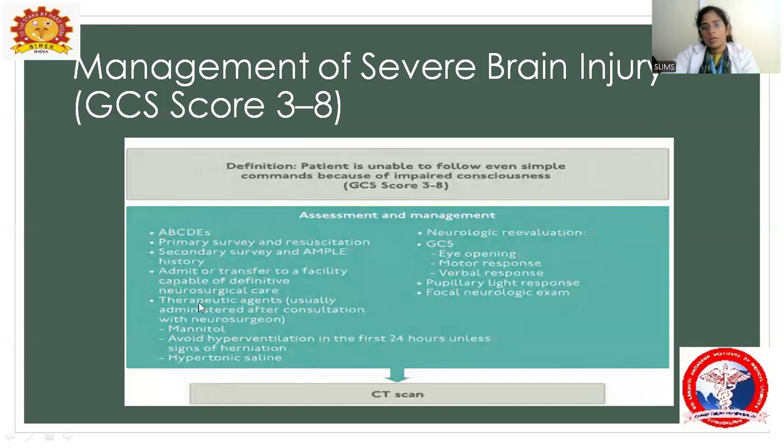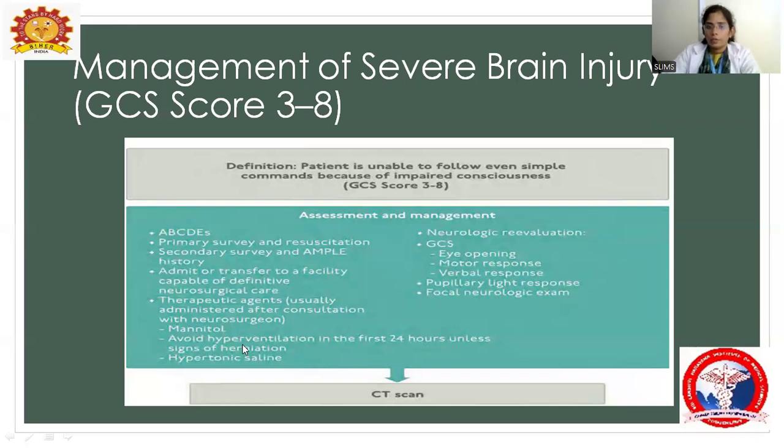Then we start with therapeutic agents, usually administered after consultation with the neurosurgeon. So what are the drugs we'll give? Mannitol. So what is mannitol? Mannitol is an osmotic diuretic which is given to decrease the ICP. Next is avoid hyperventilation in the first 24 hours unless there are signs of herniation.